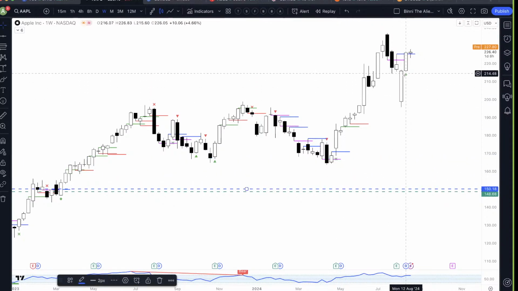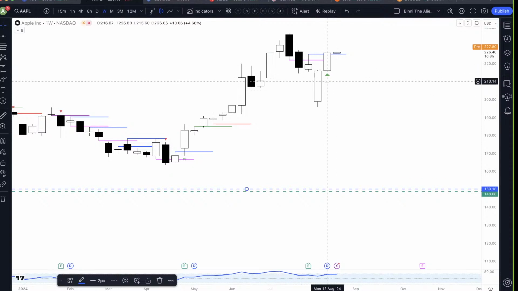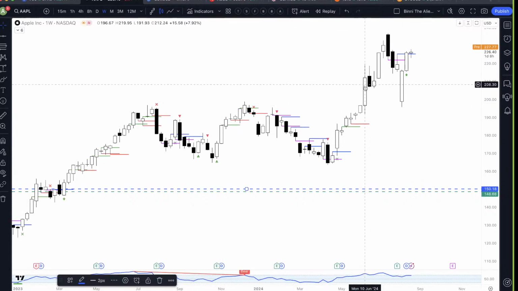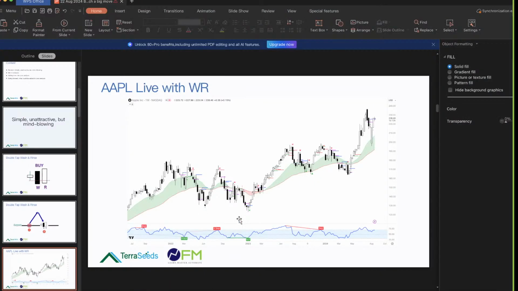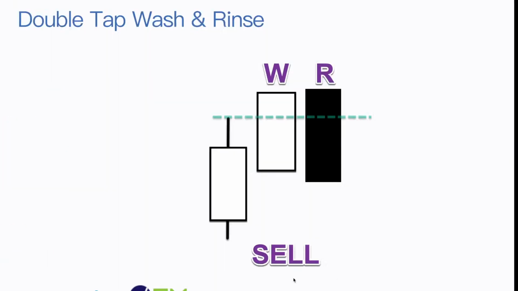Now, in fact, Apple just had one more wash and rinse signal here, because there was a close below it, and then price actually went back up. So what it does here is give you the convenience of looking at a lot more signals, but later on we are going to put in something to filter that, and you'll find it mind-blowing because it's going to give you a lot more nice signals. All right, let's continue on to the bearish pattern.